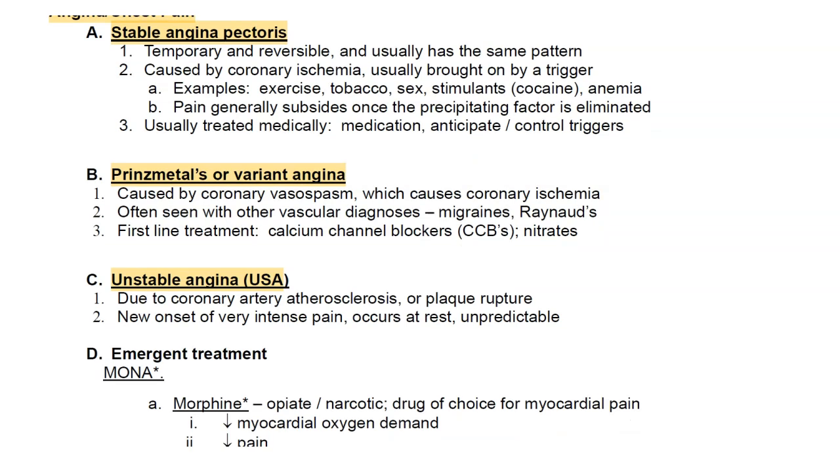Unstable angina, on the other hand, is due to coronary artery atherosclerosis or plaque rupture. So typically, from the name itself, it's unstable. This is not good, right? So this typically causes a new, sudden, acute, intense pain, and it doesn't matter what the patient is doing, whether they're resting, and that pain is unpredictable, and typically it's really hard to figure out what can make it better.